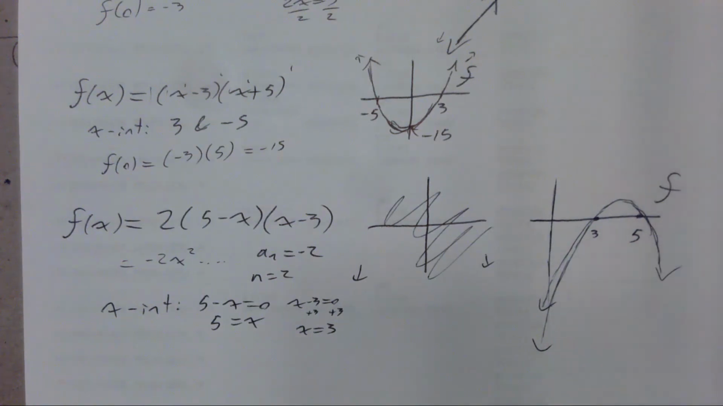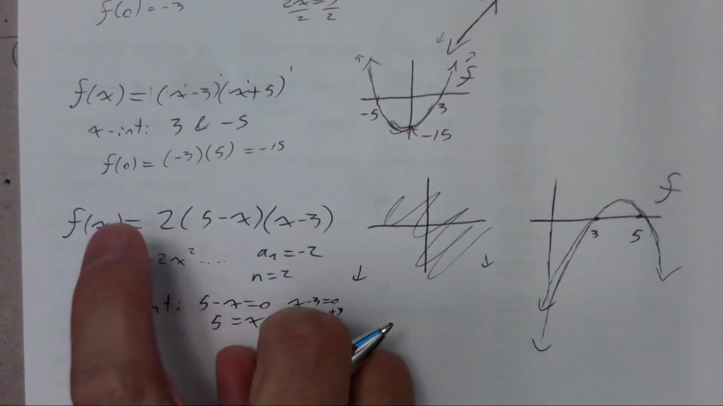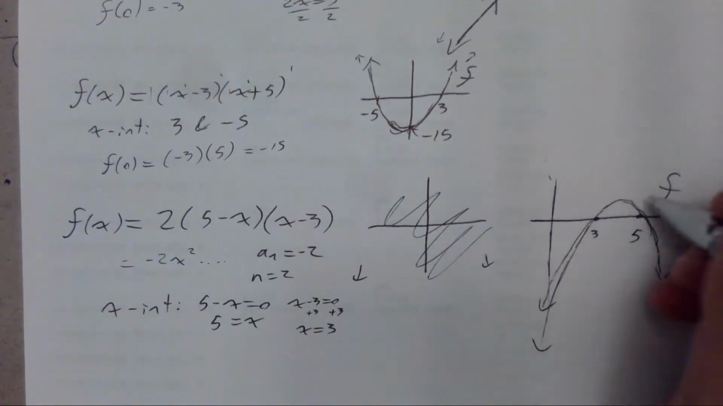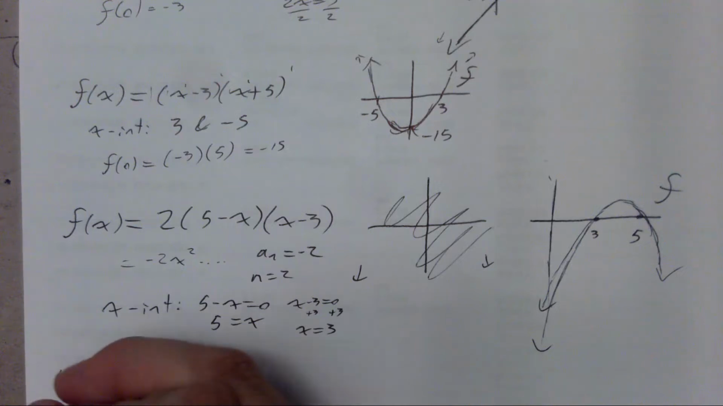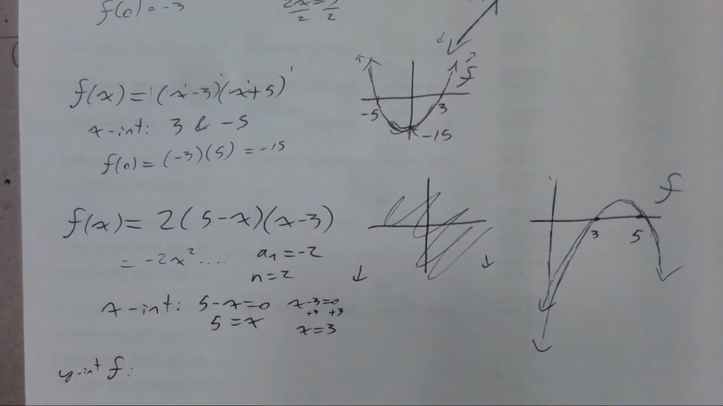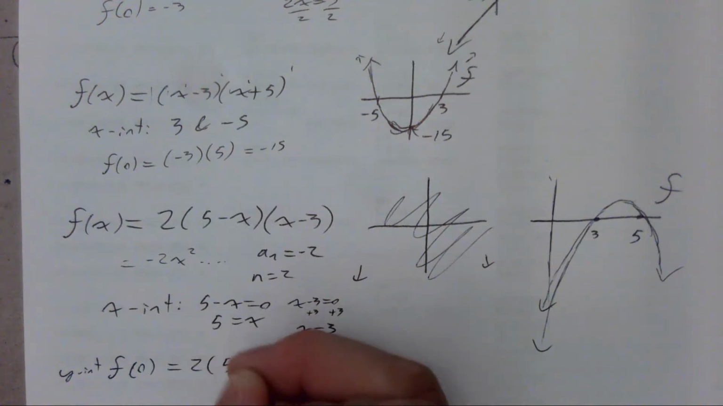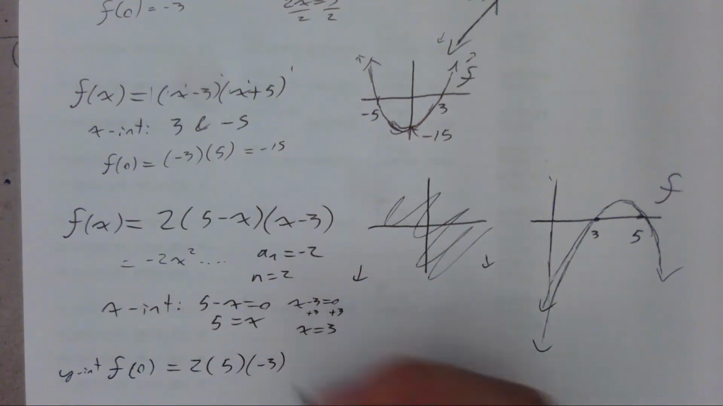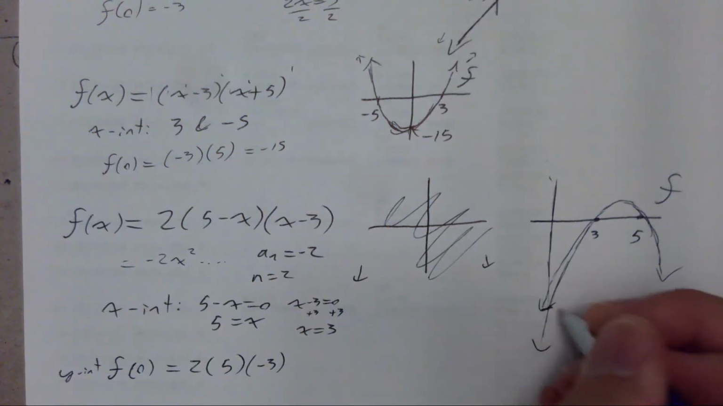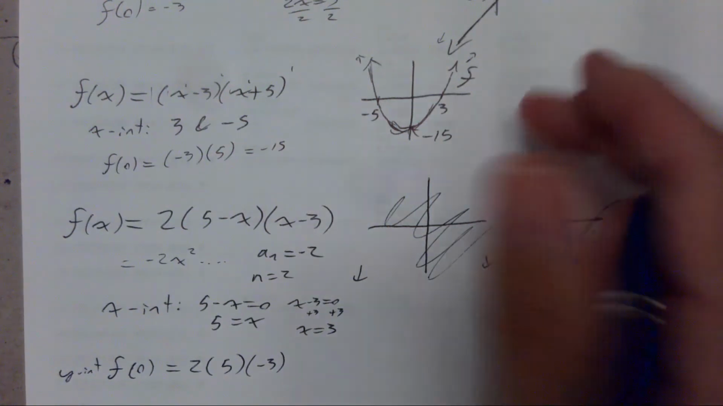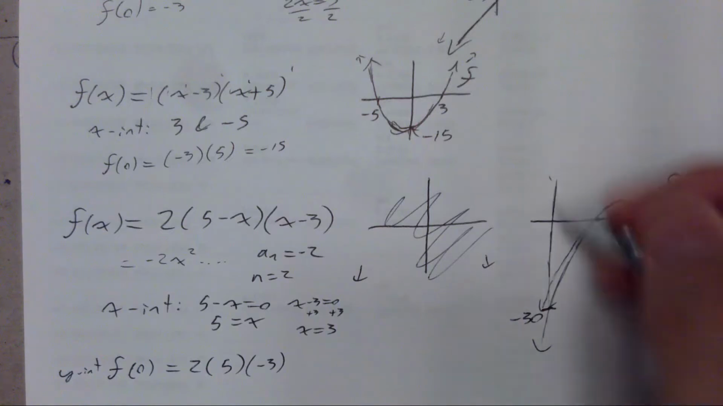Label that. And to double check my direction, if I had accidentally thought that this had opened up, I would have caught that when I find my y-intercept by doing f of 0, which is going to be 2 times 5 minus 0 times 0 minus 3, or what's that, 10, -30. So yeah, my y-intercept is negative. I'd be surprised if I thought my y-intercept was supposed to be positive.